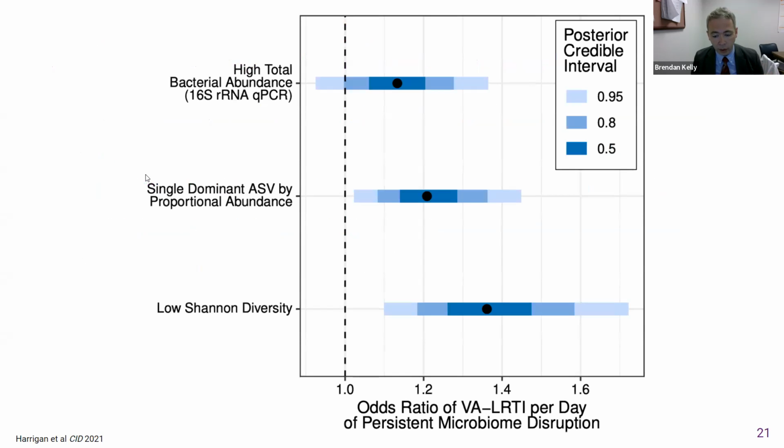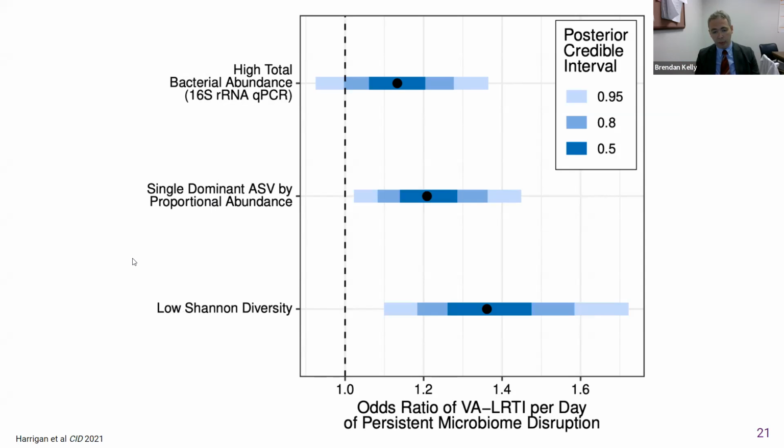And here's a very brief distillation of the study. We compared these so-called microbial disruption indices, or MDIs. One of them was having a lot of bacterial DNA in your lower respiratory tract, so this was 16S ribosomal RNA qPCR, and how well that predicted the risk for a ventilator-associated lower respiratory tract infection, or VAP, per day. So each day, what your risk of VAP was and what the odds ratio was associated with having a high total bacterial burden versus having just one amplicon sequence variant, or one strain that we could find that was dominant, and then having low Shannon diversity.